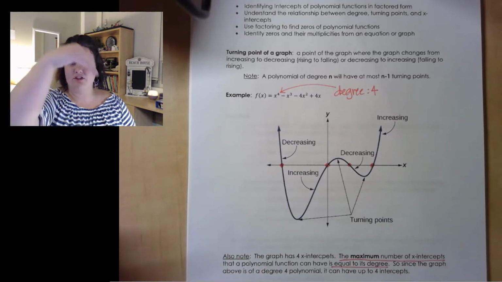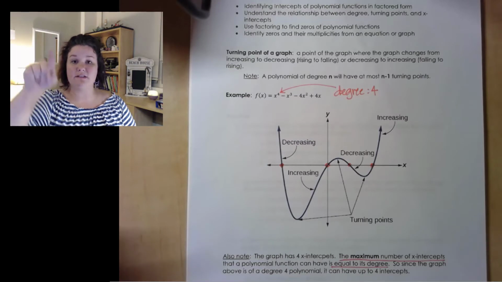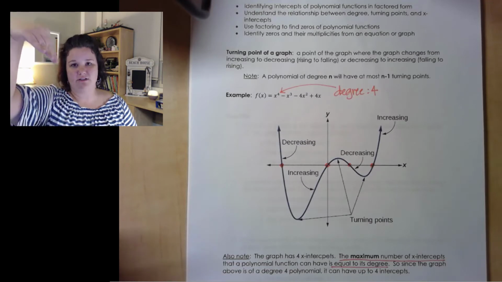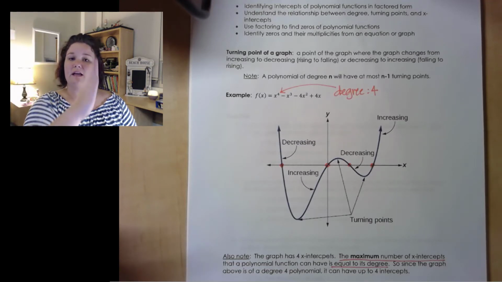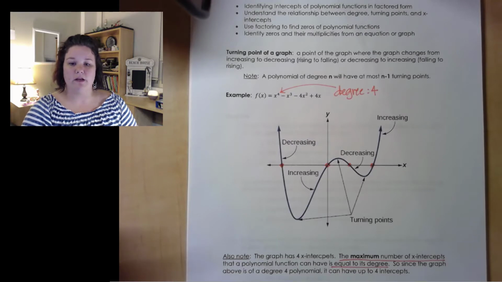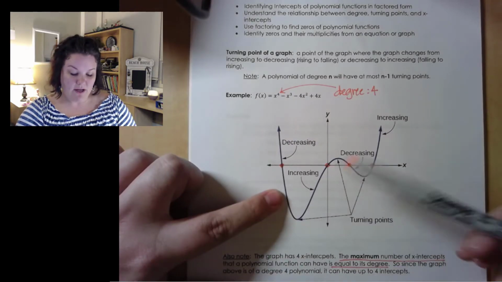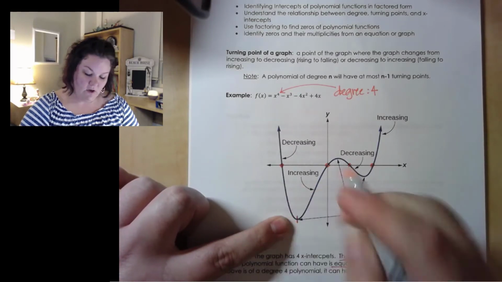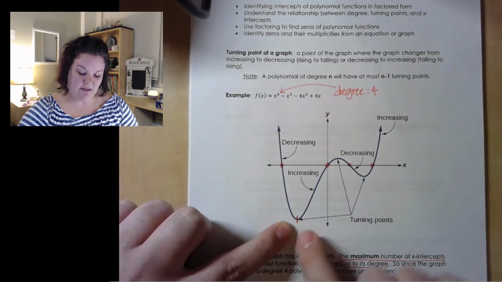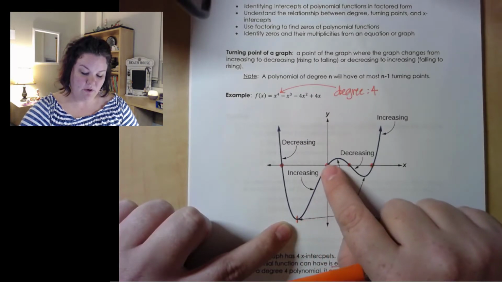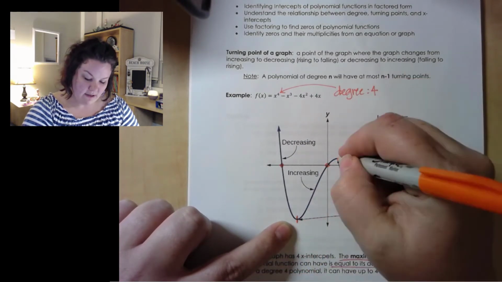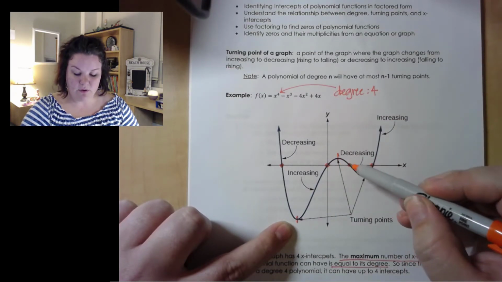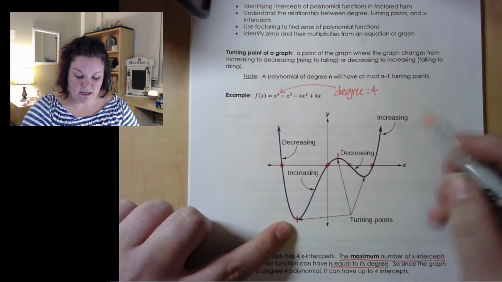So anytime the graph changes from increasing to decreasing, or if it's an upward opening parabola, right? If it changes from decreasing up to increasing, that point is called a turning point. So notice on our example here, it goes from decreasing to increasing. So at this point right here, we have a turning point, right? And then since it's increasing up to this point and then it changes back to decreasing, we have another turning point there, right? And then we have another turning point when we go from decreasing back up to increasing.